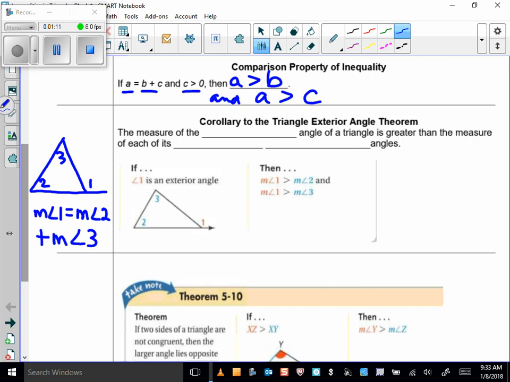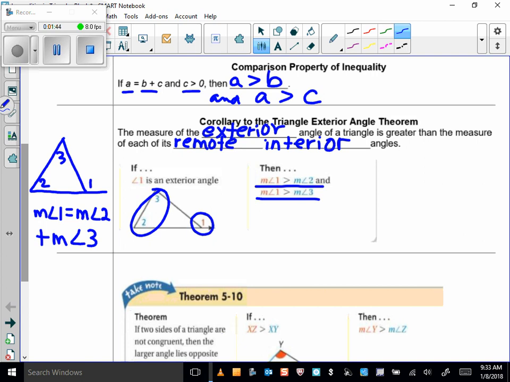Well, now the corollary to that says the measure of the exterior angle of a triangle is greater than the measure of each of its remote interior angles. And again, like the inequality property above, that makes perfect sense. Because if the measure of angle 1 is the sum of these two measures, then clearly the measure of angle 1 has to be greater than the measure of either one of those angles by itself. And that's all that corollary says.